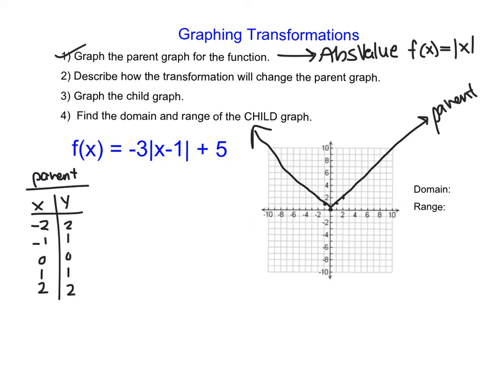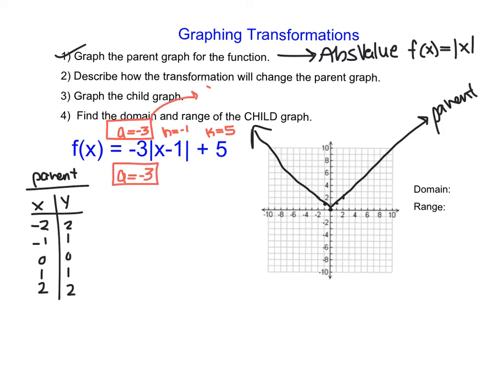Now, our next step here is we need to look at the transformations that are taking place. And here it looks like we have quite a few. So we have an a value that's equal to -3, an h value equal to -1, and a k value equal to 5. So we need to always start with this a value here, because if we have an a value, we need to stretch it or shrink it first. So here we have an a value equal to -3.